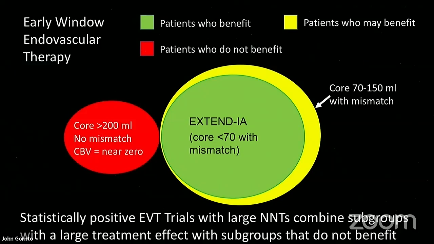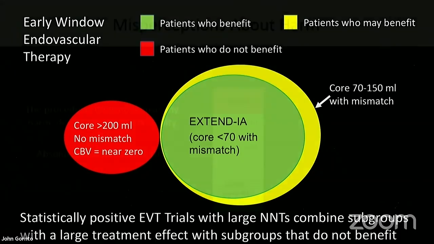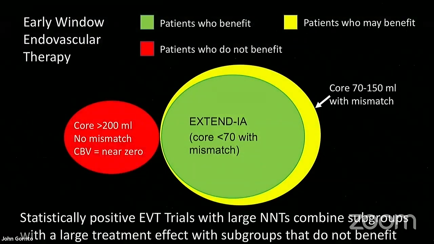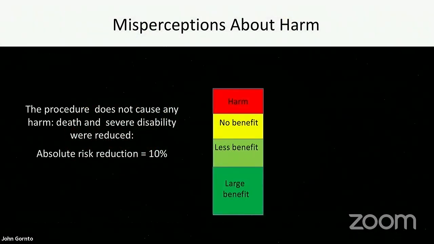Does that mean I should treat all the patients? Some people say yes. I don't think so. If we can clearly identify who's in that red zone, why are we doing a resource-expensive procedure? But just the point is that you're going to still get a statistically positive trial when you mix in patients who don't benefit if a substantial number have a huge benefit. And we have a treatment that has a huge benefit.